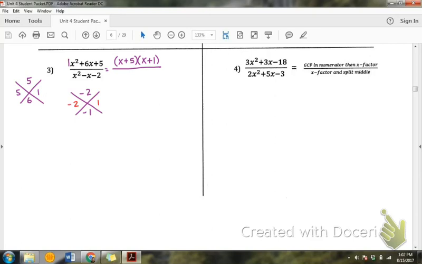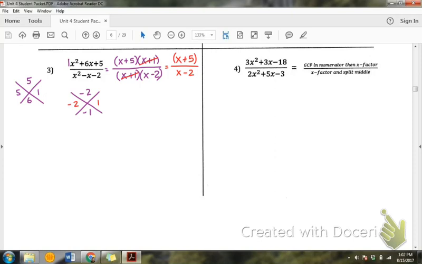Okay? So I can set up my parentheses again. X plus 1, x minus 2. Now, we can see that x plus 1 is the same on top and bottom, but does it matter that one's over on the right side and one's on the left side? No. It doesn't, right? It's the same number. Yeah, you could have written it differently, correct. So I can cancel my x plus 1 and my x plus 1, which leaves me with x plus 5 over x minus 2.